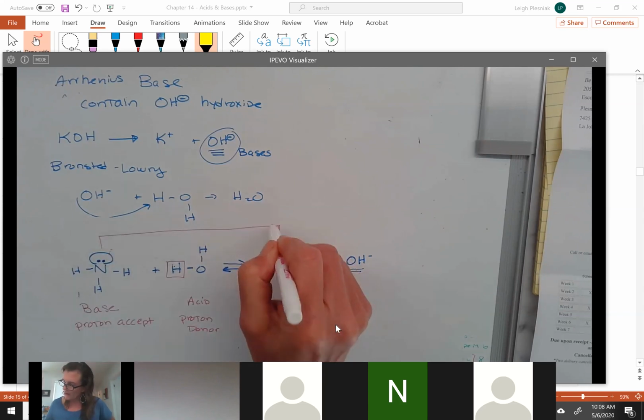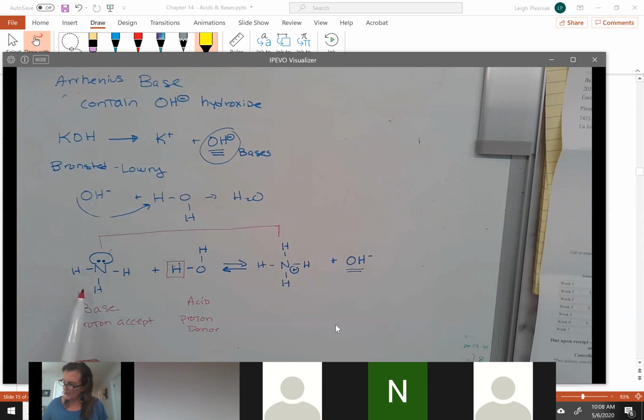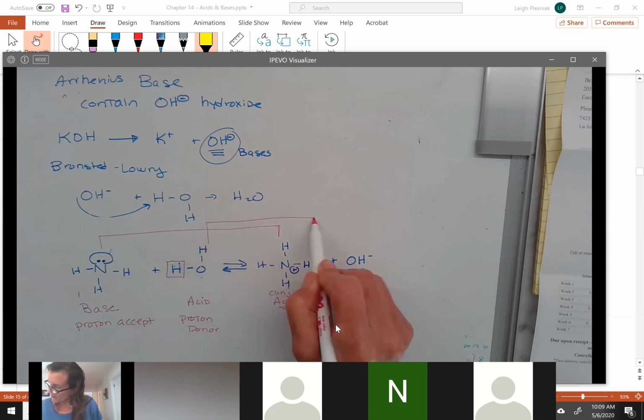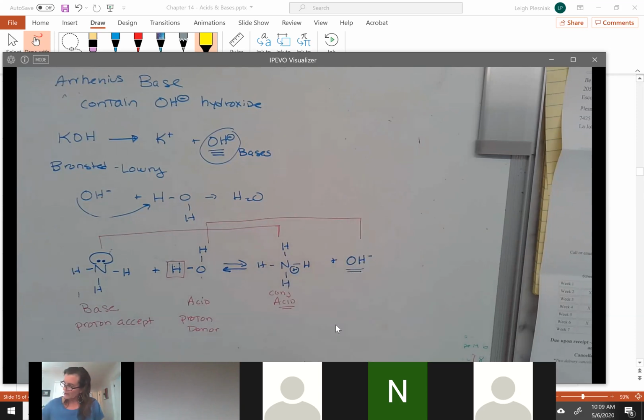If we look at ammonia and ammonium, this is the form that has more H's. So this is the conjugate acid of ammonia. And then the two things that are most similar are water and hydroxide. The one that has more H's is the acid, the one that has less is the base. So this is the conjugate base.